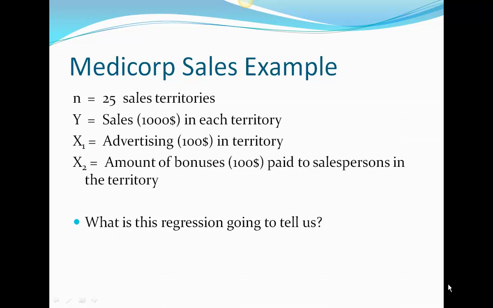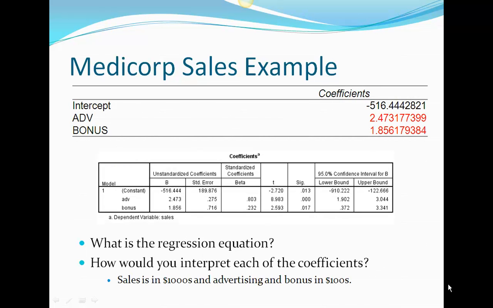So we're going to run this, I'll show you this regression, and we believe that advertising and bonus together both predict sales. So you would think in general, the more money you spend on advertising, the higher your sales should go, and the more bonuses you provide to your salespeople, the more sales that you should actually see. That would be our general interpretation.